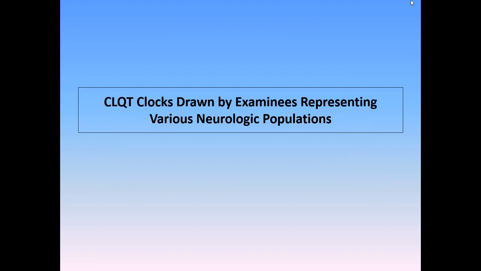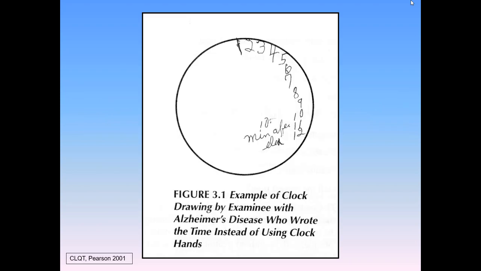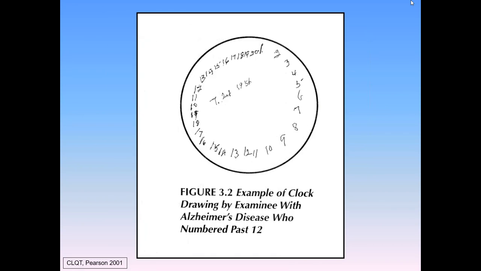Okay, we may have a little time to just go through some various clocks just to get a sense of them. I'll move quickly. A lot of these are in the manual, but some aren't. Here's an Alzheimer's disease clock drawn by somebody with Alzheimer's disease who wrote the time instead of using the clock hands, so relying on his better language skills. And here's someone with AD who just keeps going with his numbers.